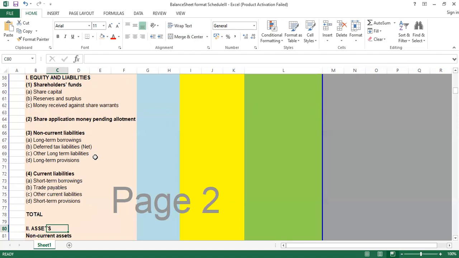What is the first item in equity and liabilities? Can someone read what the first item is? Yes, someone please read what is the first. Shareholders' funds. In that, what is the first one?